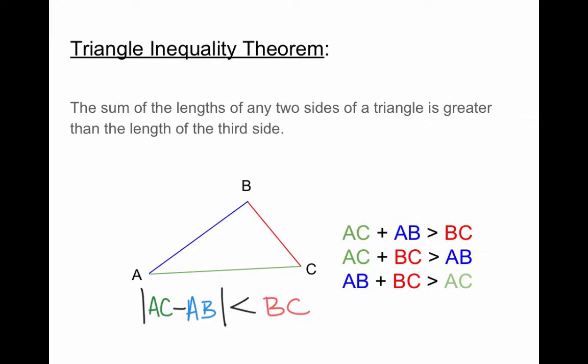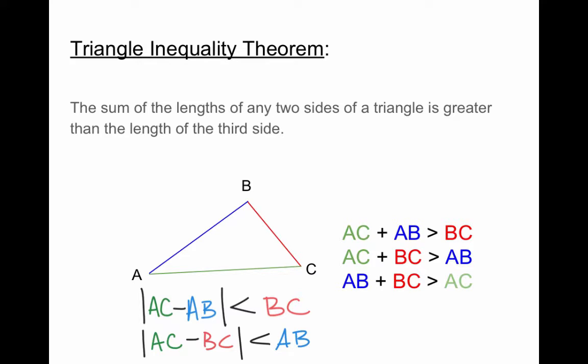So let's write our other two inequalities. You can even pause your video and try it yourself. But I'm going to go ahead and keep going. So the next inequality I have, let's say, how about AC minus BC. The absolute value of that difference must be less than, you guessed it, AB.